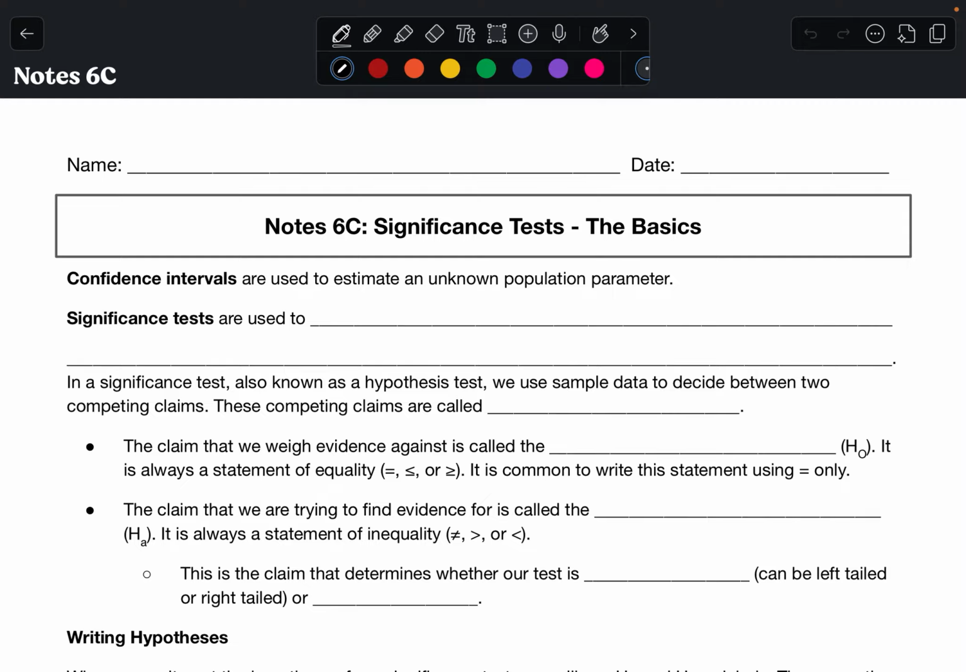So we're going to go ahead and jump into note 6C, where we're going to be talking about the other type of inference that we can do in statistics. So far we've estimated unknown population values using a confidence interval. Now we're going to learn how to test claims made about a population. And that's called a significance test. So significance tests are used to test the validity of a claim made by somebody else about a population.